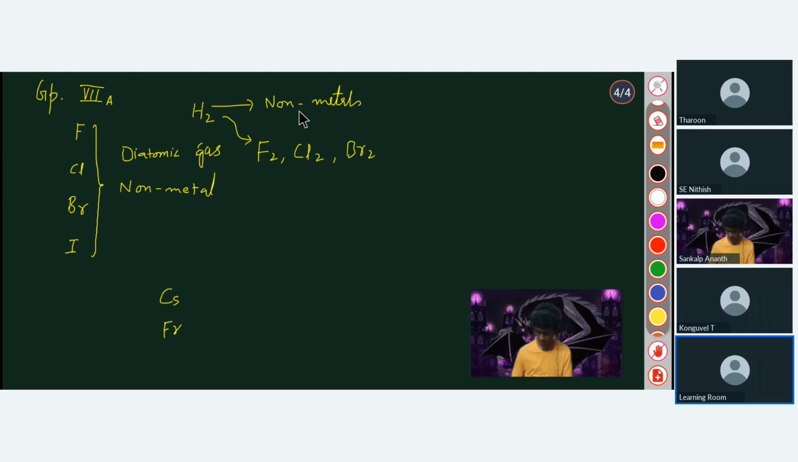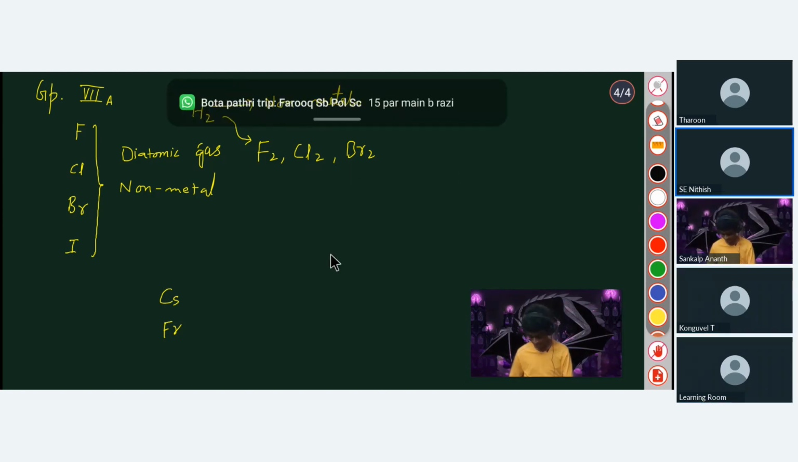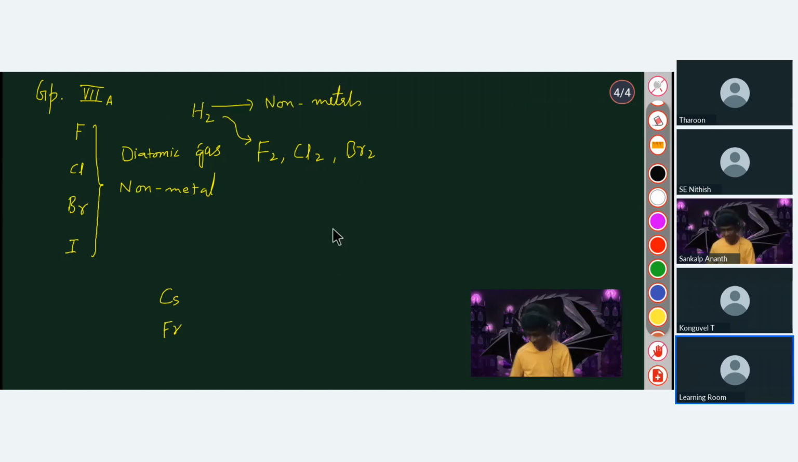That means hydrogen resembles the elements of group 1A, but it also resembles the elements of group 7A. So its position is not correctly defined in Mendeleev's periodic table. Sir, but in the modern periodic table, they placed hydrogen in group 17, but they faded it. Yes, that's what I said, we will see the modern periodic table in detail.